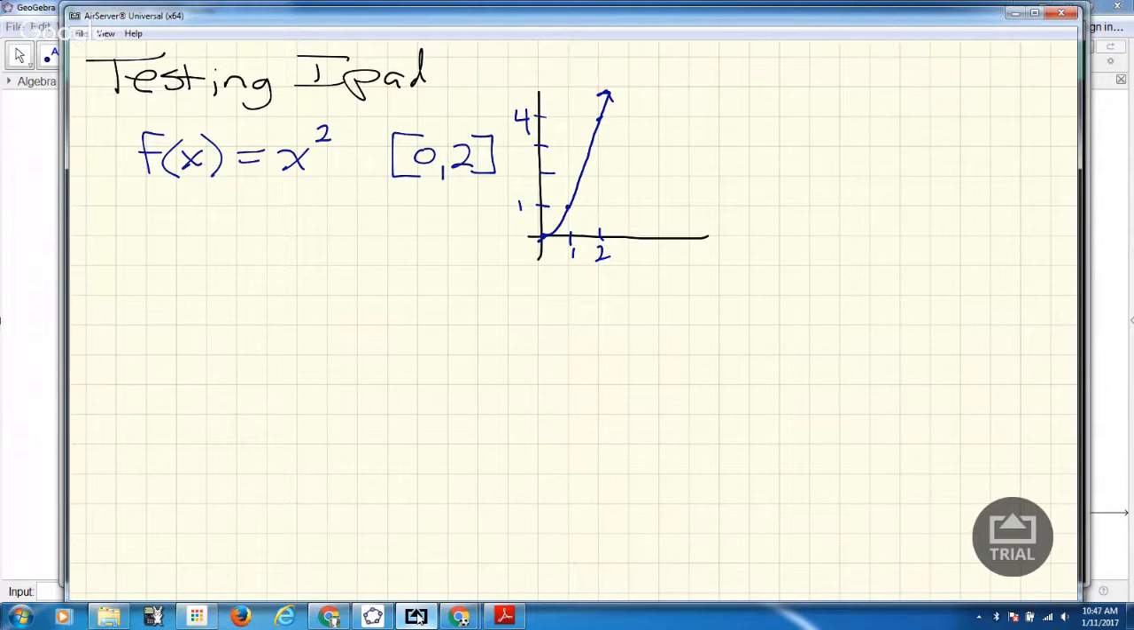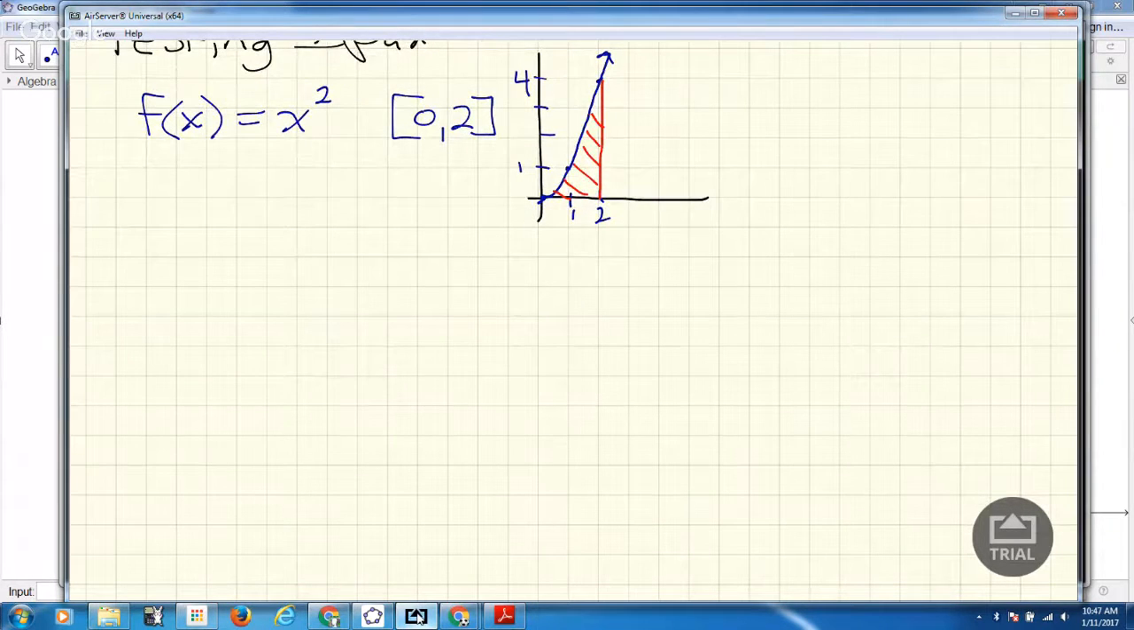So what we want to do is estimate the area between 0 and 2. So that's this region right here. So we're going to build up some rectangles into what's called a Riemann sum. So to do that, we have to decide how many intervals we want to make. Now, in class the other day, we played around with 4 and 10. And so here I'm just going to say I want n subintervals.